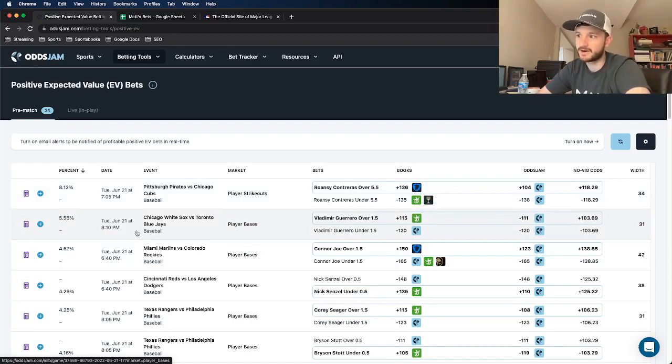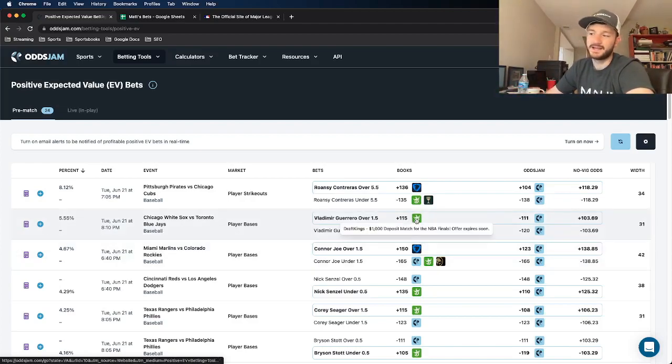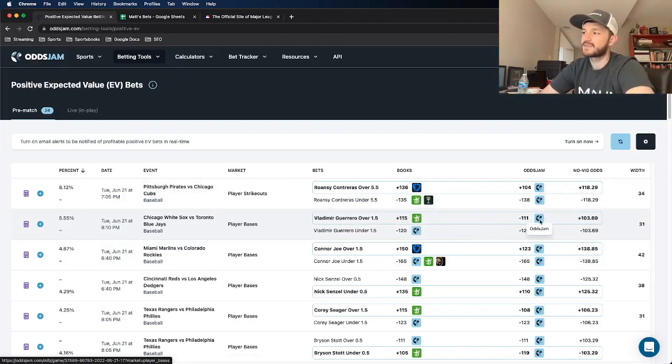So this Vladimir Guerrero one is still within range, player bases. Looks like he plays for the Blue Jays and they play the White Sox. This play here is plus 115 on DraftKings. The OddsJam line has this at minus 111. Without the vig, it's priced at plus 103, plus 104. So that gap, again, is what has positive EV. The market width here is only 31 cents, so that one is within range. And we have a profit margin of about 5.55%.